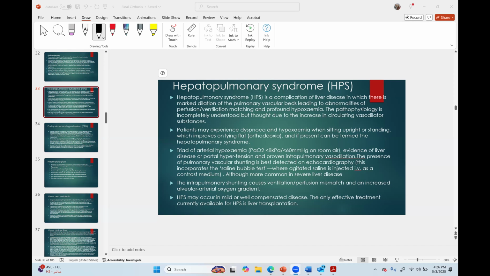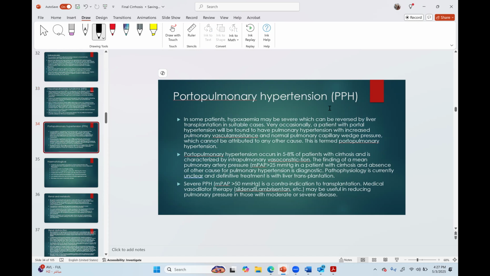They also do the saline bubble test, when agitated saline is injected IV as a contrast medium. The presence of pulmonary vascular shunting is best detected on echo, which incorporates the saline bubble test; you should name that. Another thing with chronic increase in shunting is that pulmonary hypertension develops. Hypoxia may be severe, can be reversed by liver transplantation, occurs in 5 to 8%, and is characterized by intrapulmonary vasoconstriction. A mean pulmonary artery pressure more than 25 in a patient with cirrhosis and absence of other causes of pulmonary hypertension is portopulmonary hypertension. Pathophysiology is currently unclear, and definitive treatment is liver transplantation.